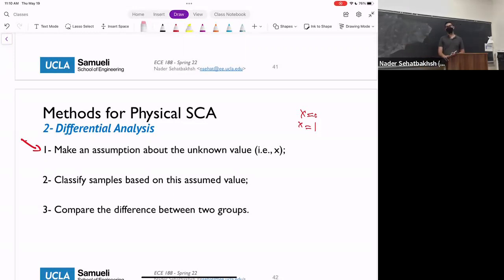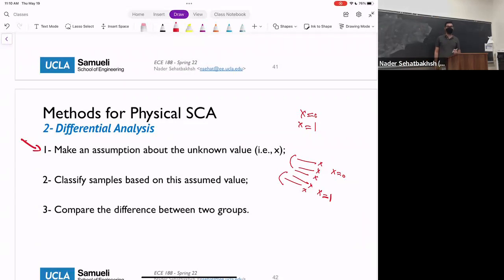We have a bunch of different samples, and I'm going to make a guess for each of these. I'm going to say that, for some reason, these samples are coming from X equal to 0, and these samples are coming from X equal to 1. Then I'm going to average all of these and average all of these, and differentiate the two from each other. We subtract these signals from each other.